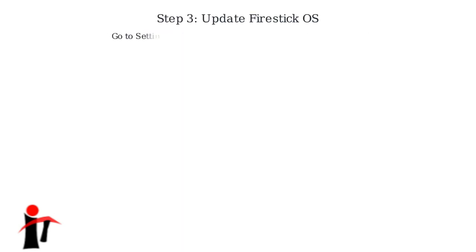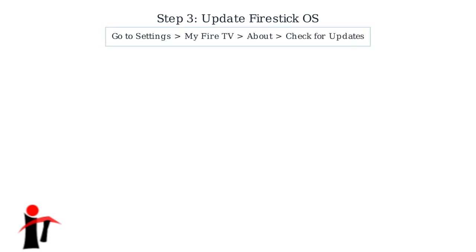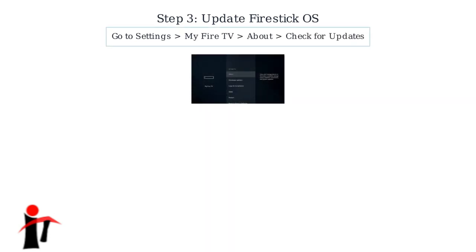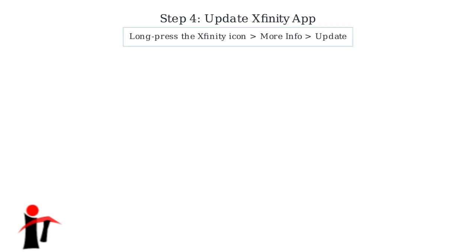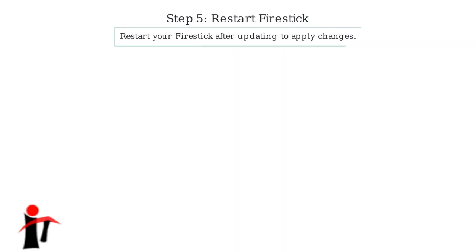Next, ensure your Firestick OS is up to date. Go to Settings, My Fire TV, About, and check for updates. Then, update the Xfinity app. Long press the Xfinity icon, select More Info, and choose Update. Restart your Firestick after updating to apply the changes.